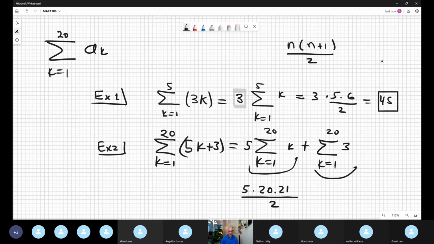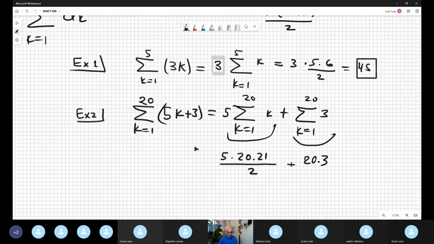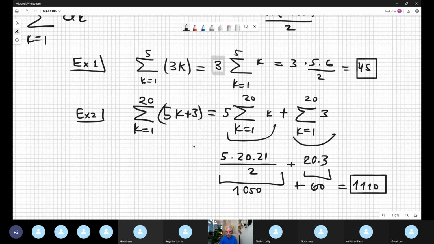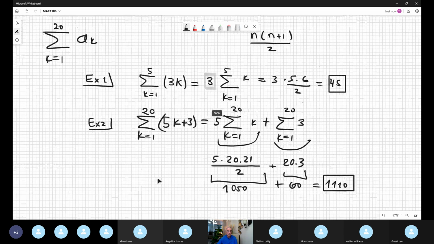Plus, and this is different because it does not depend on k, it is a constant, and this is a multiplication: 20 times 3. And the rest is arithmetic. This answer is 1050. And this is 60, no? And together it is 1110. Boom. Little by little, you follow me?